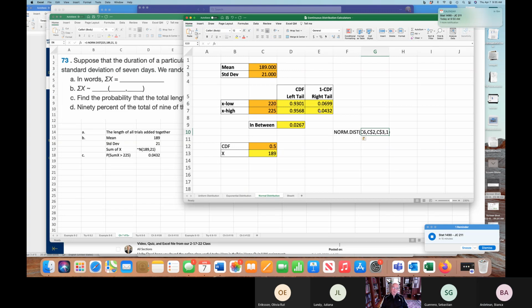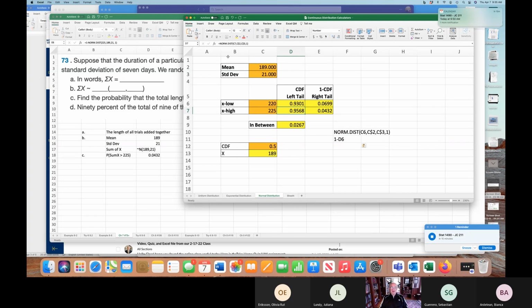Second, I give you the right tail. How do I give you the right tail for that same number? It's pretty simple. It's 1 minus D6. What's D6? There's D6. 1 minus that. The complement gives you the right tail. If the CDF is the left tail, 1 minus it is the right tail. That's why I took 1 minus it in this problem.